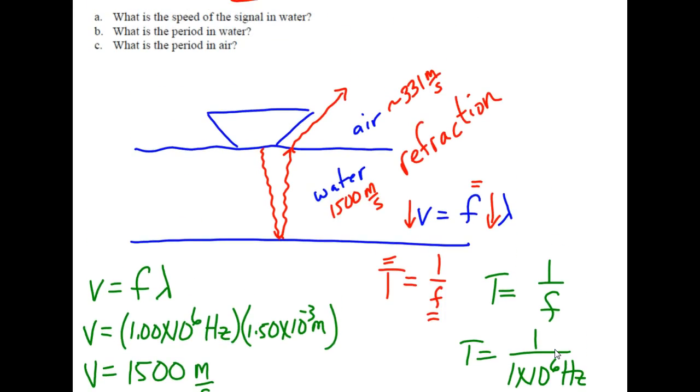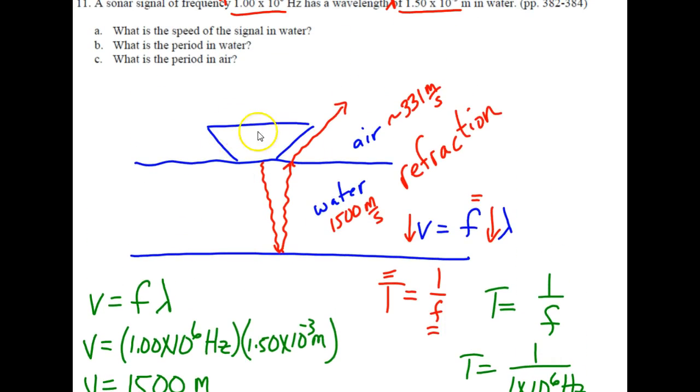Okay, now for C, picture a boat on top of the water. What it's doing is sending a sonar signal down, which reflects off the bottom, comes up, and then refracts back out into air. And refraction isn't something that we've discussed yet, but that's what's going on here. And you can see clearly the speed of sound in the water being 1500 meters per second.